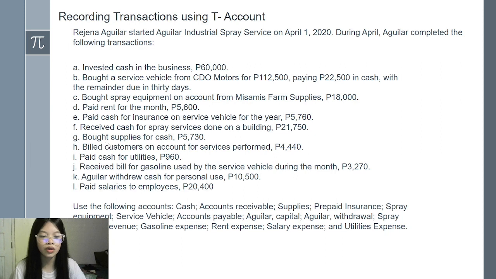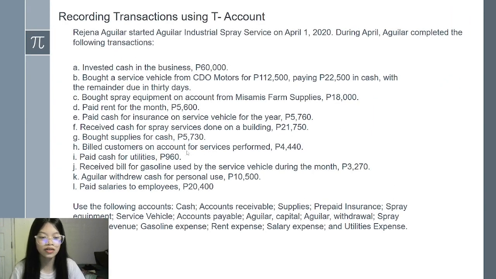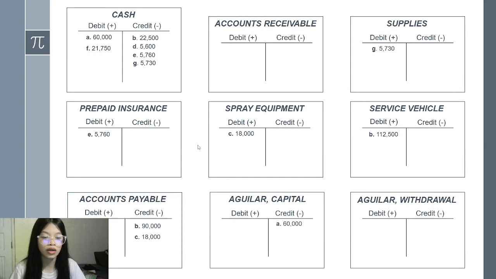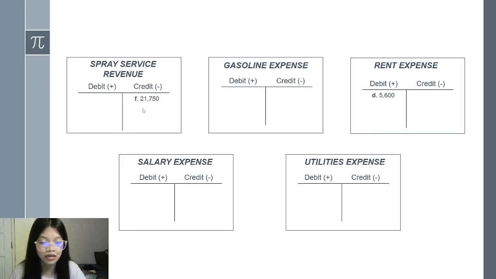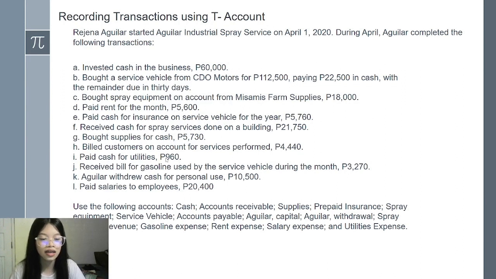So next transaction is letter G, bought supplies for cash, 5,730. So pumili siya ng supplies gamit ang cash. So increase in assets recorded by a debit to supplies, and decrease in assets recorded by a credit to cash kasi pinambayad niya ay cash. Next transaction is letter H. Billed customers on account for services performed, 4,440. So, naningil siya ng customers on account kasi nag-perform sila ng service. So, ang entry is increase in assets recorded by a debit to accounts receivable, and increase in owner's equity recorded by a credit to spray service revenue.